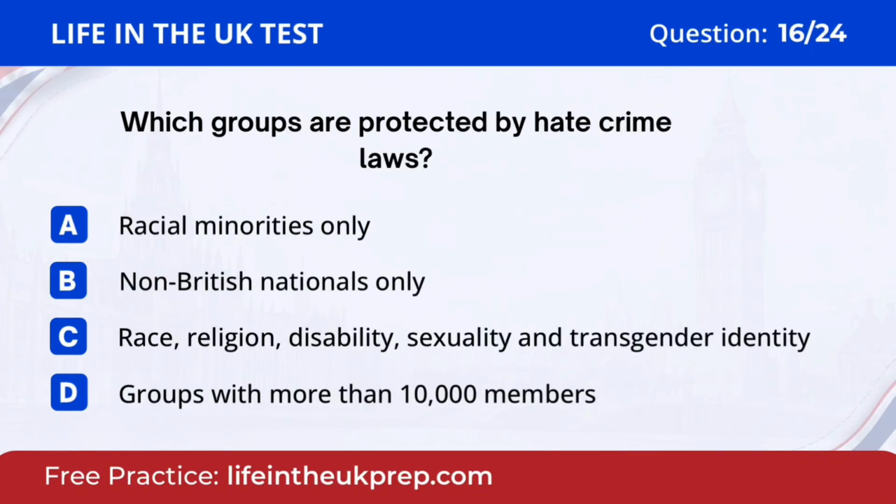Question 16. Which groups are protected by hate crime laws? A. Racial minorities only. B. Non-British nationals only. C. Race, religion, disability, sexuality, and transgender identity. D. Groups with more than 10,000 members. The answer is C. Race, religion, disability, sexuality, and transgender identity.